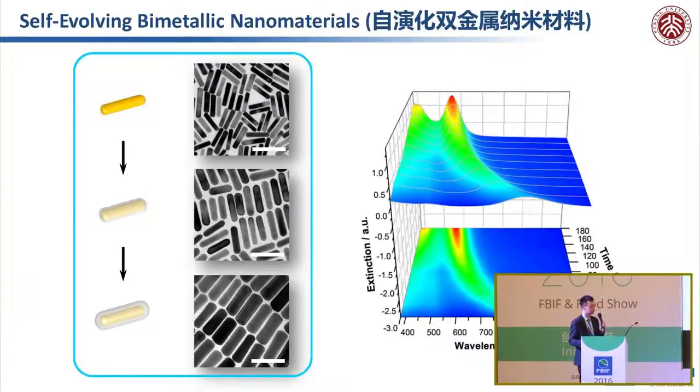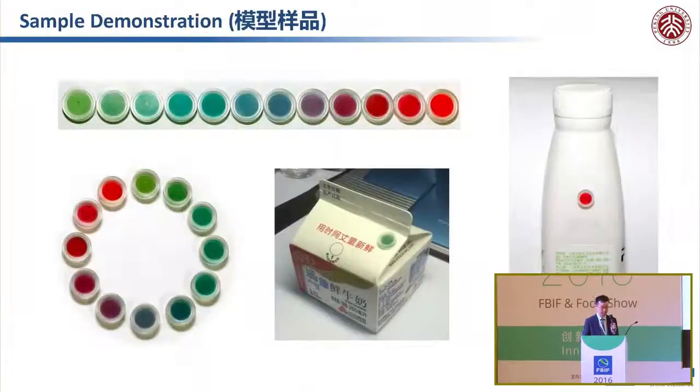And the key ingredient in this chemical TTI is the self-evolving nanomaterial. You can see from the images we took under the electron microscope, the metallic nanorods, over time, grow longer and thicker, and therefore the color of the tag changes correspondingly.